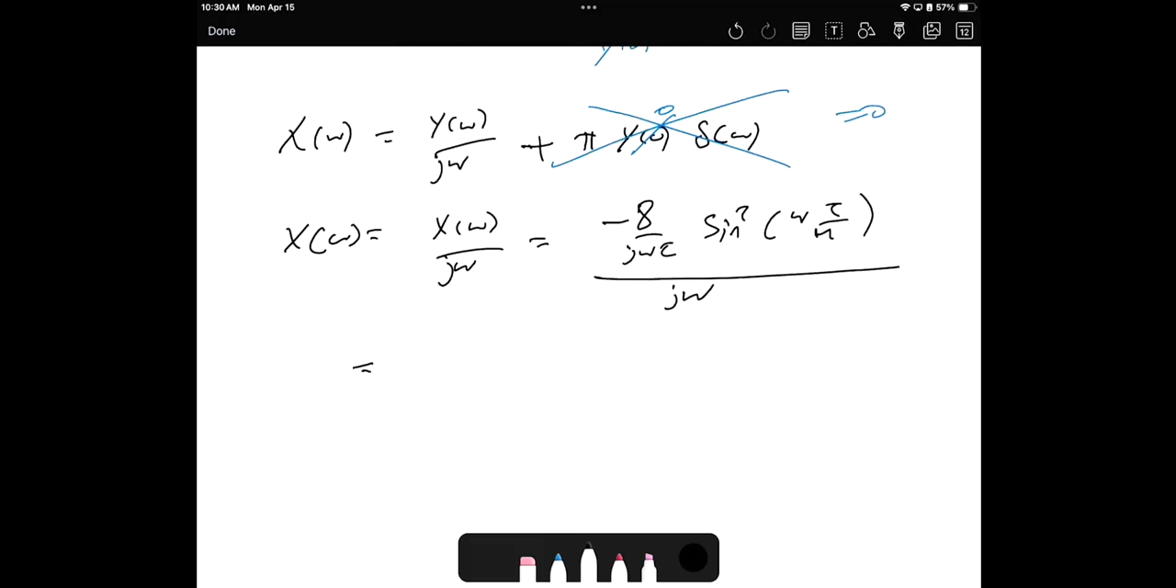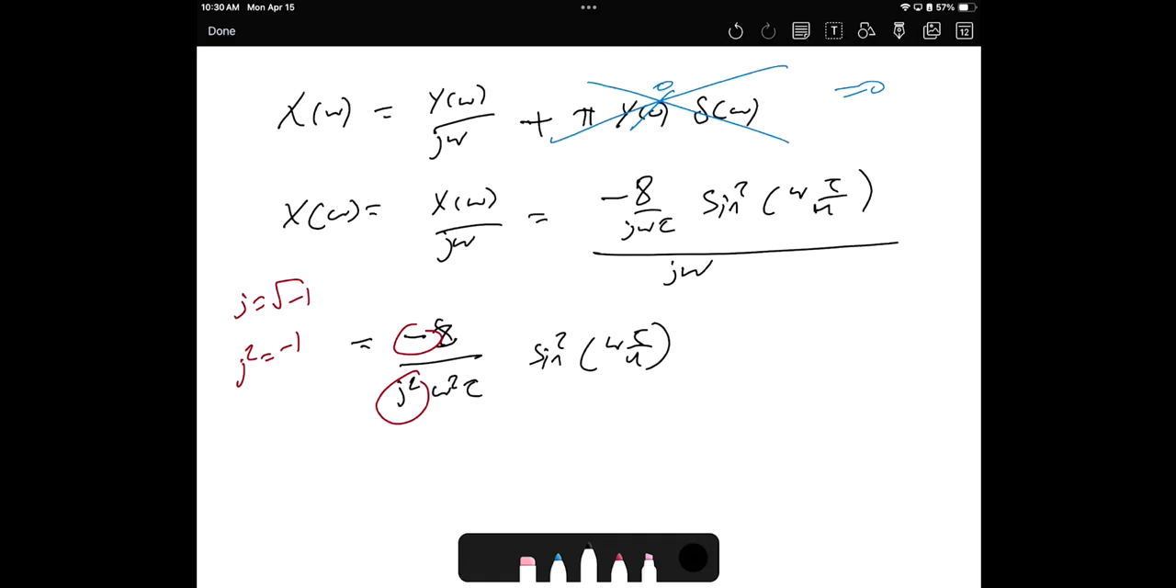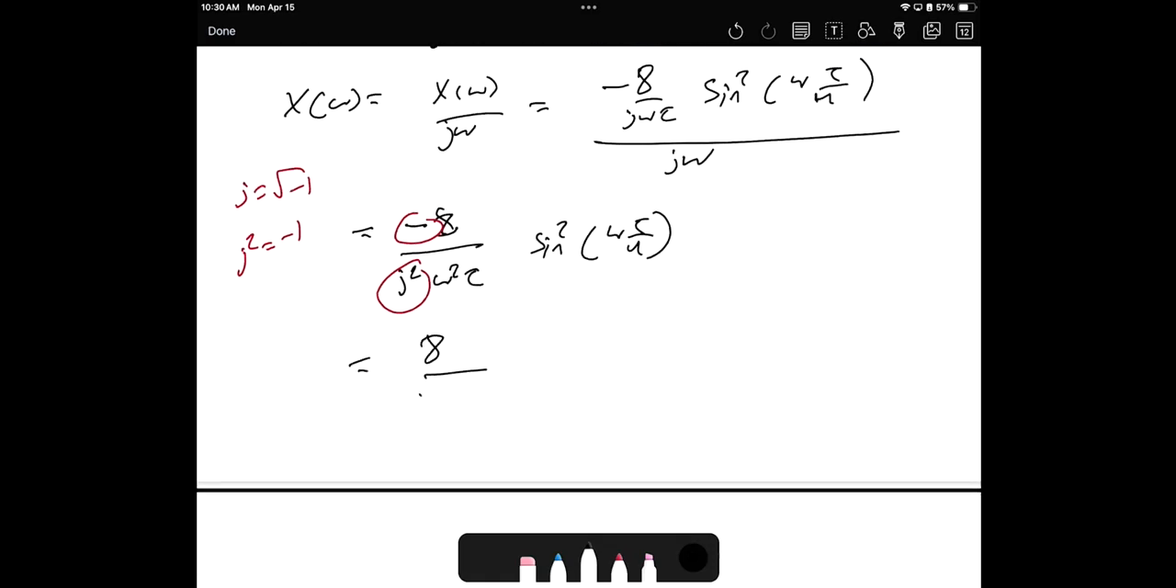Then, more math. Negative 8 over j omega all of this squared, or I would say j squared omega squared, times tau, sine square of omega tau over 4. Okay, recall j is the square root of negative 1. Therefore, j squared will be negative 1. Then this one and this one will cancel each other. This negative 1 will be constant. More math: 8 over omega squared tau, sine square of omega tau over 4.